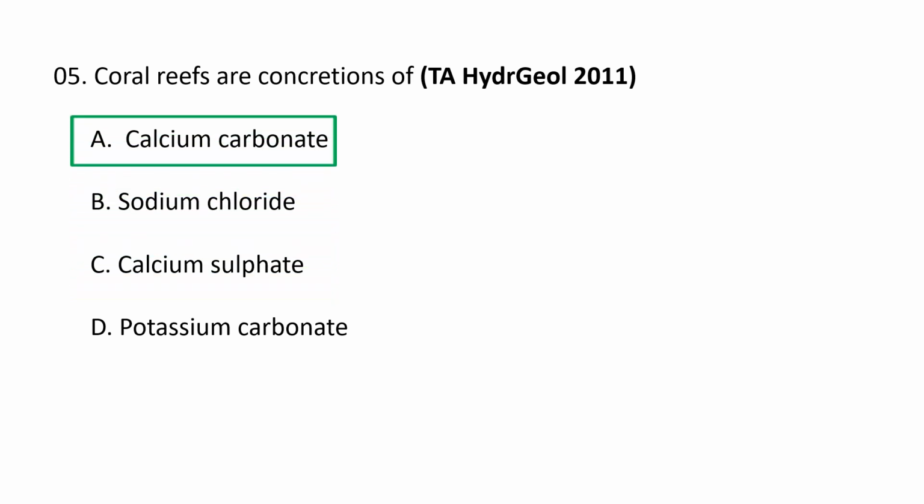So coral reefs are made up of calcium carbonate. It is a substance that forms thin layers to create a living mat over a skeleton. And the calcium carbonate is secreted by coral polyps, which are the organisms that build the coral reefs. So coral reefs are concretions of calcium carbonate. A is the correct option.